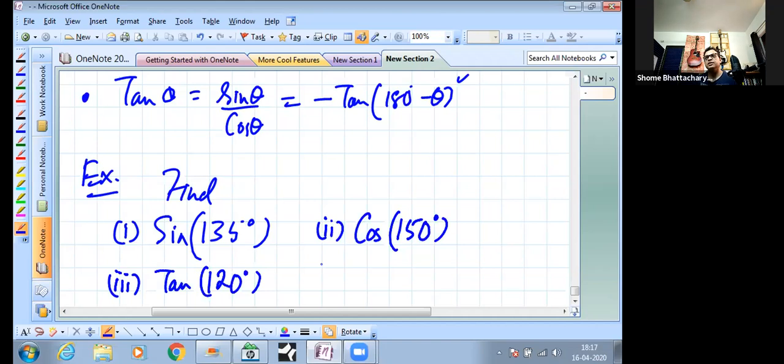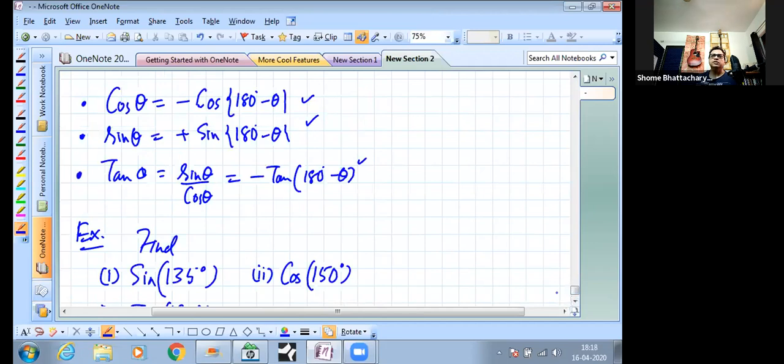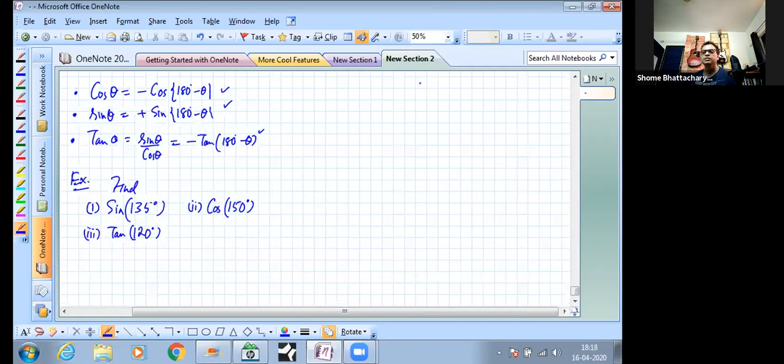So I'll just minimize this so you know which formulae we have to apply. They're just written on top over here. These formulas. These are the ones that we have to use to solve these three questions given on the board. Okay. So just use these and tell me the values. I'm waiting for your answers on chat.